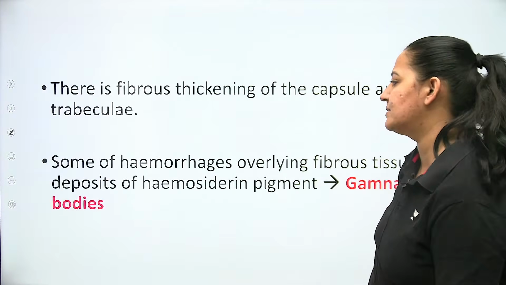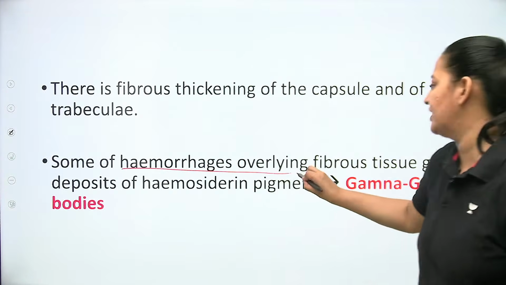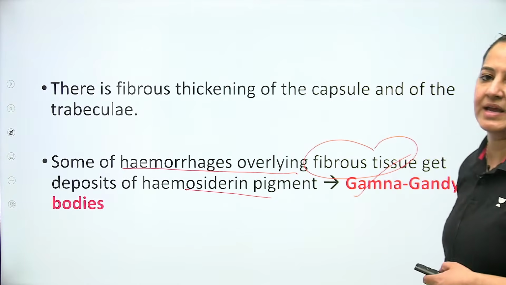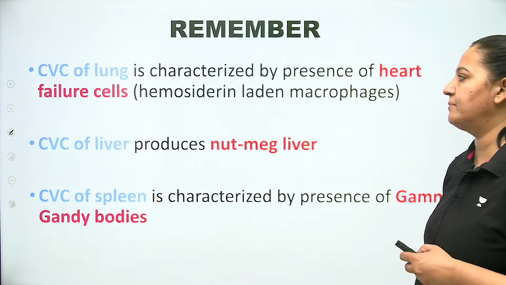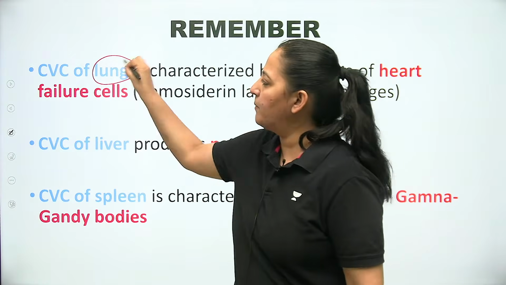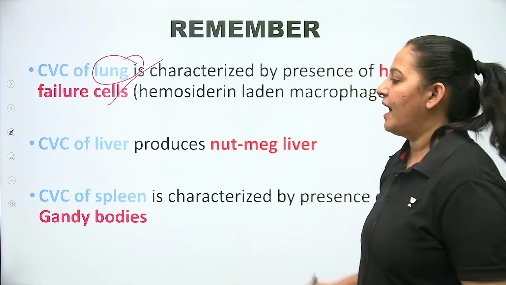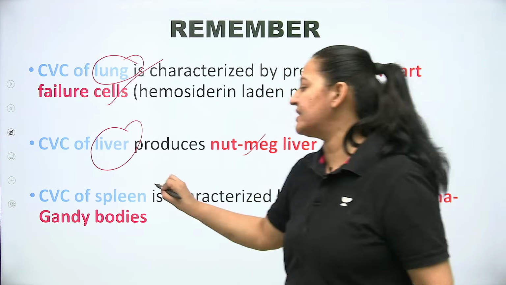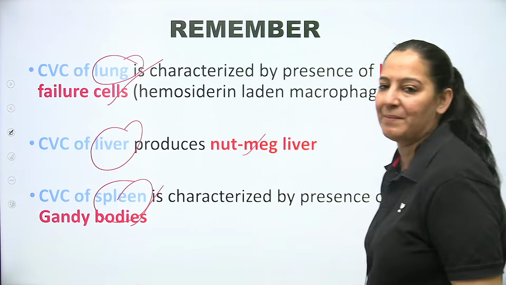What are Gamna-Gandy bodies? This is the definition. Some hemorrhage along with fibrous tissue and hemosiderin pigment is known as Gamna-Gandy bodies. That's it. So I am done with the three things. I'm done with CVC lung. The most important point is heart failure cell. I'm done with CVC liver. The most important point is nutmeg liver. I'm done with CVC spleen. The most important point is Gamna-Gandy bodies.